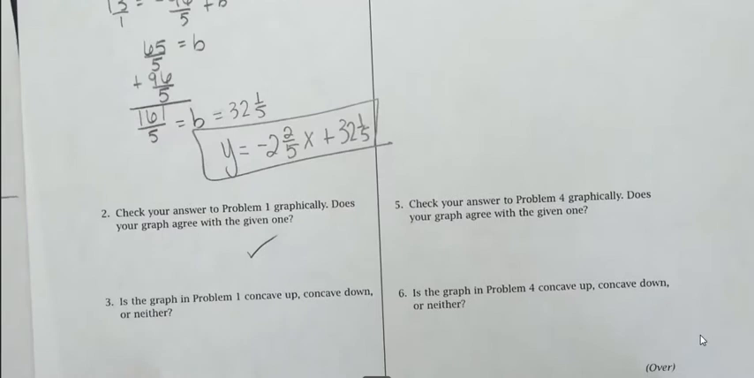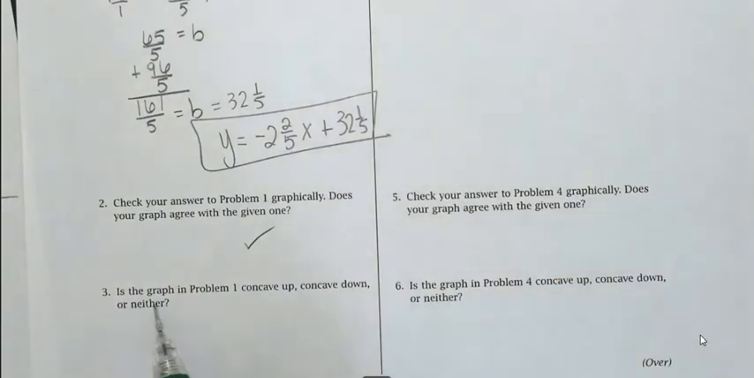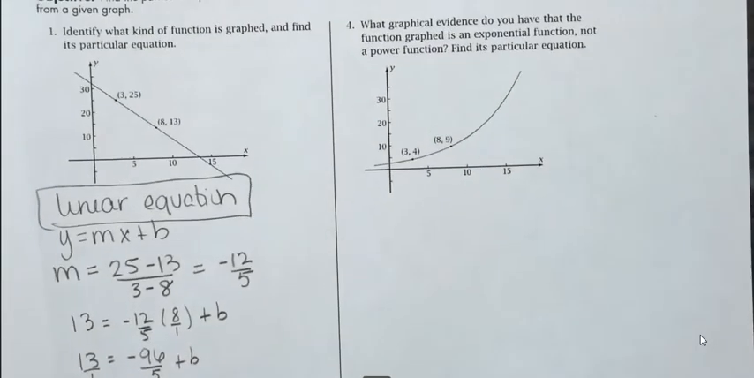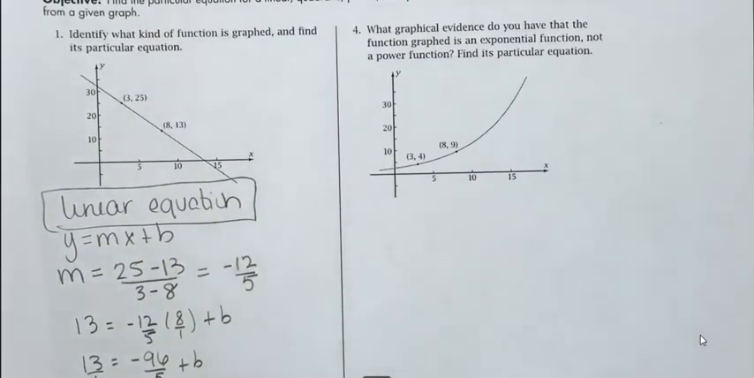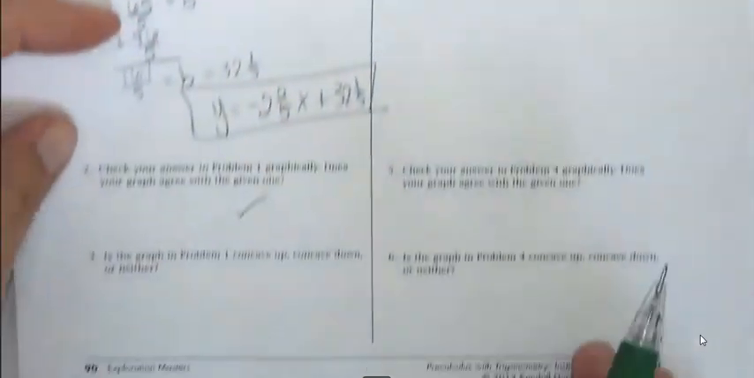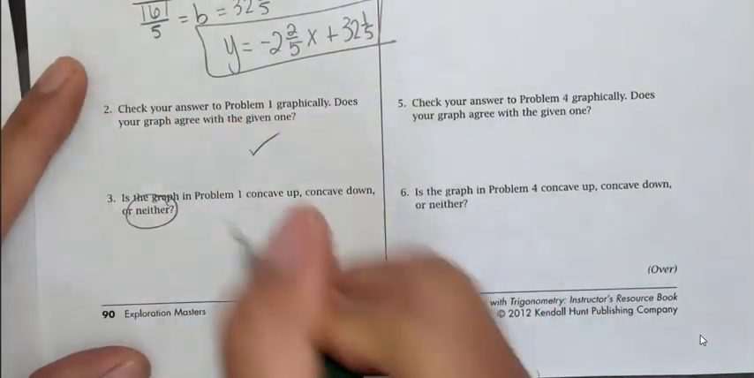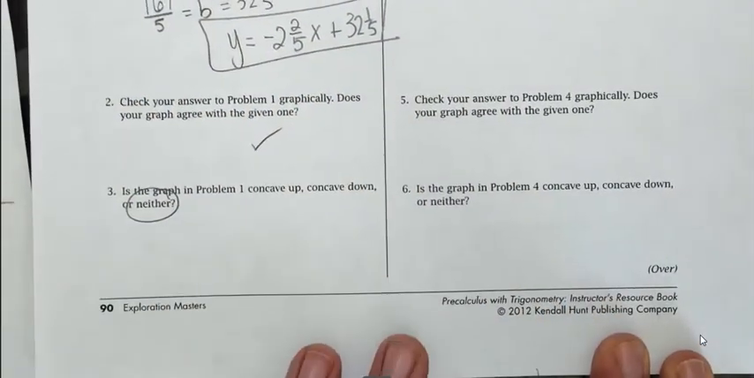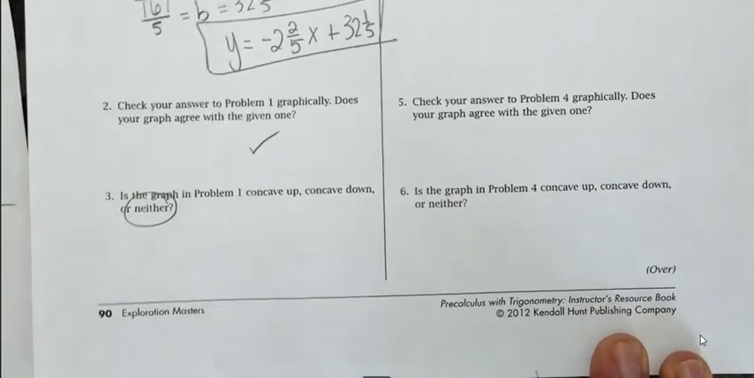Okay, number 3, is the graph in problem 1 concave up, concave down, or neither? So it's a linear function. Does it ever change directions? Does it have that point of inflection? It doesn't. This is just a linear function, so there's no concavity, no curvature at all to it. So we'll say neither. Okay, moving on to number 4.